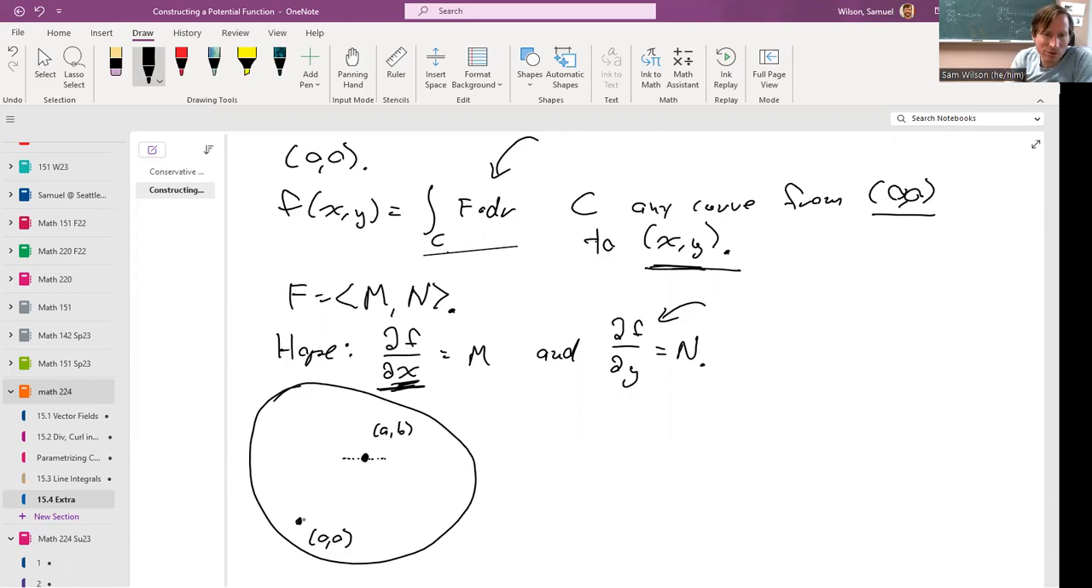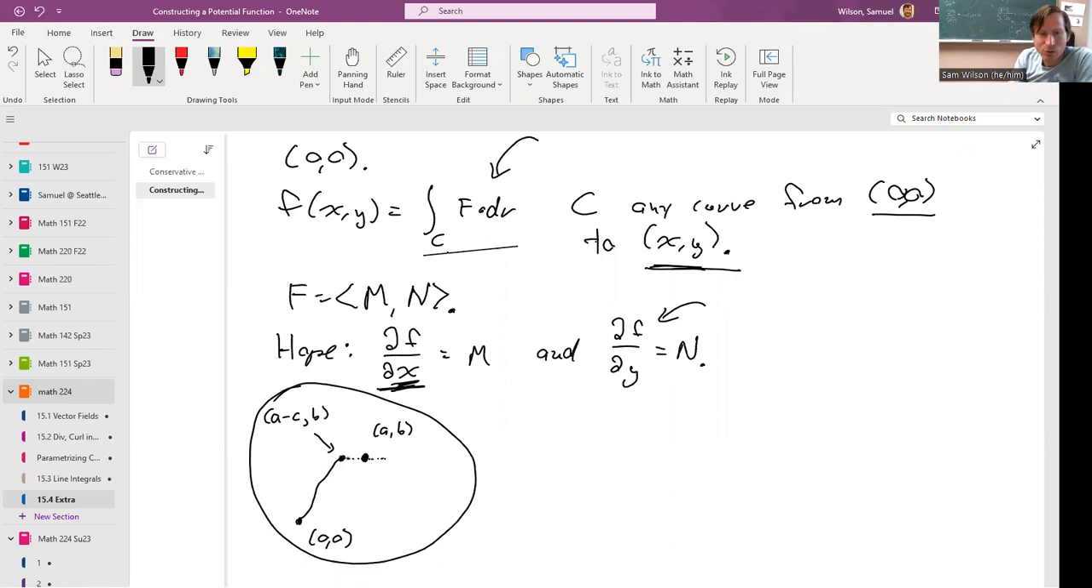And the specific path is this. First, we will go from the origin over to here. So this spot is just a little bit to the left of our target, (a, b). So its x coordinate is a little bit less than a. So let's call it a minus a little bit, so (a minus c, b).